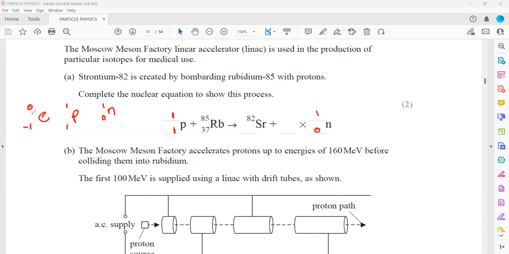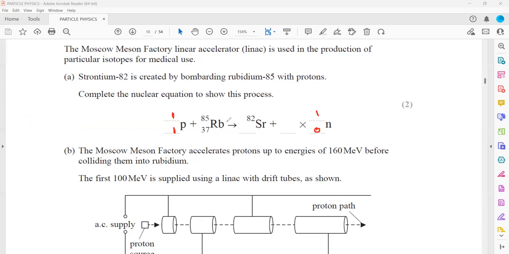As an electron does not have any nucleon number, that's why it is 0 and the charge is minus 1. Proton nucleon number is 1 and charge is also plus 1. And neutron nucleon number is 1, but it does not have charge, so it will be 0. So the sum in the reactant and the product side should be equal.